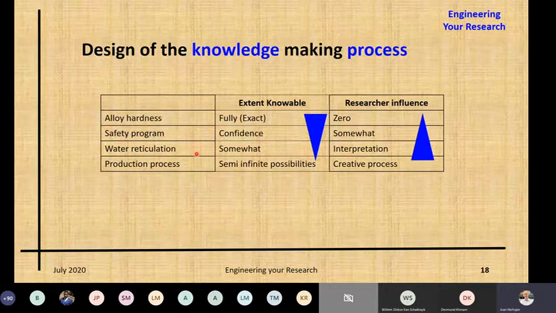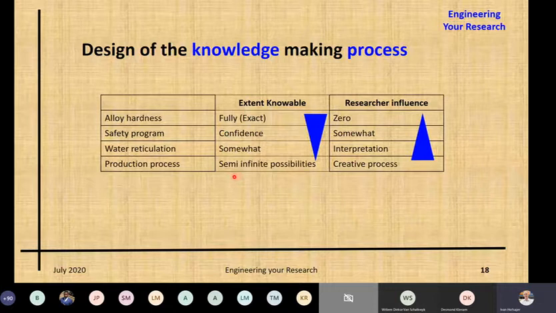So my approach to dealing with research methodology is to ask ourselves, and just think back again, what is it that we're trying to do? We're trying to make knowledge. And we're now looking at this knowledge-making process and the design of it, and we've seen two requirements: the extent that something is knowable and the researcher influence.